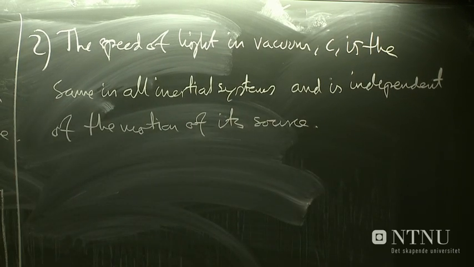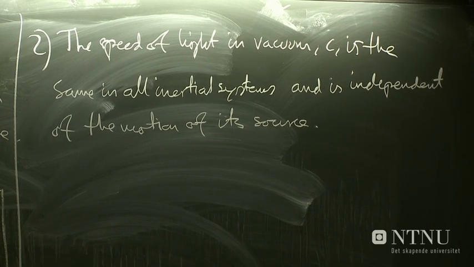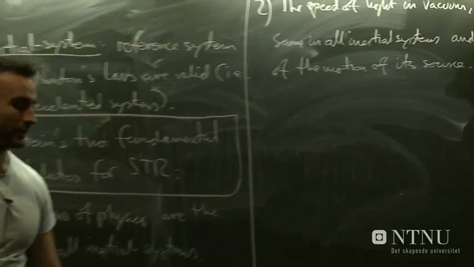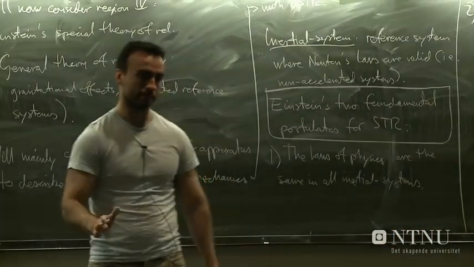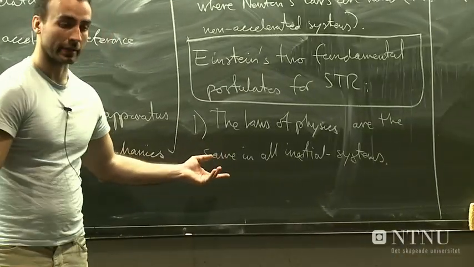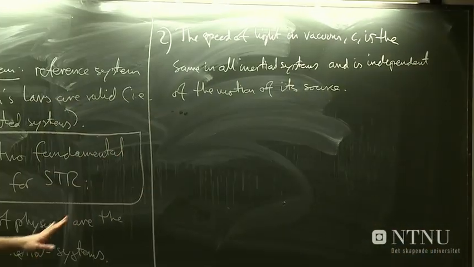The second postulate, which makes the special theory of relativity different conceptually from other non-relativistic theories, is that the speed of light in vacuum is assumed to have the same constant velocity in all inertial systems and be completely independent of the motion of the source of the light. So the speed of light should be invariant, period. Whereas this is not valid in Newtonian Galilean physics, this is something new, which distinguishes the special theory of relativity.